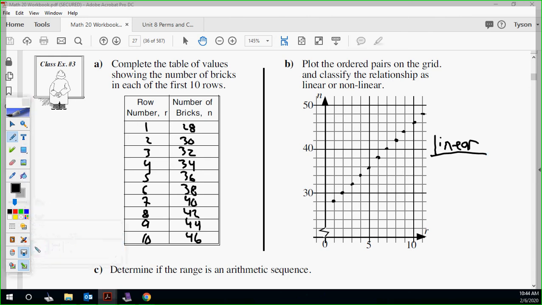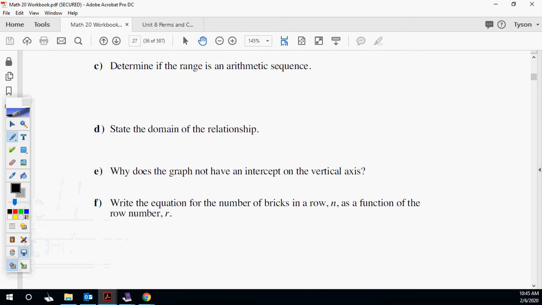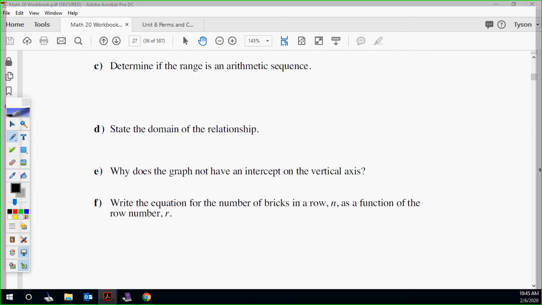See if you guys remember your Math 9 and Math 10 stuff a little bit. What does range go with? Y value. When you're talking about range, you're talking about your outputs, okay? So the Y's. So determine the range, if it's an arithmetic sequence. So what's the range values of that chart we just made? Is it the rows or the bricks? The bricks. So the bricks are the range. And were the bricks an arithmetic sequence? So did they have a consistent growth? Yes, by 2 for common difference. You just put CD if you want. So yes, the range was an arithmetic sequence with a common difference of 2.